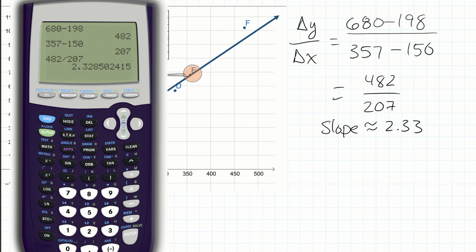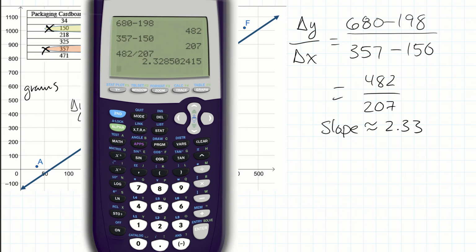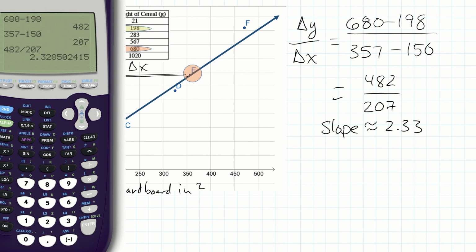2.33 what? Okay, the units were inches of cardboard, so cardboard inches squared per grams of cereal, right? So just so I'm aware what that means, it means every single time I increase the square inches of cardboard by 1, my model says I can put another 2.33 grams of cereal in the box. So that's 2.33 grams of cereal per square inch of cardboard.